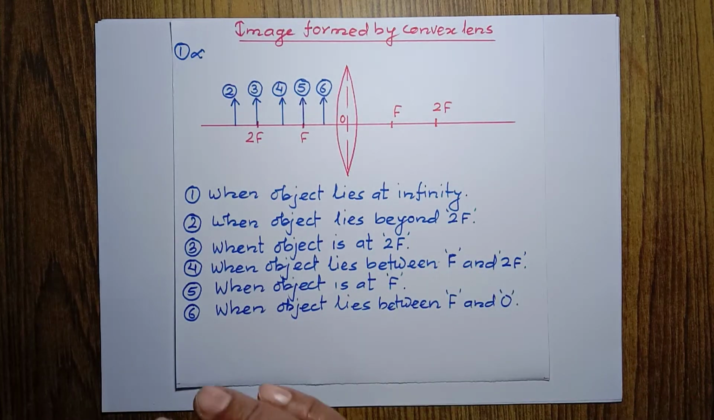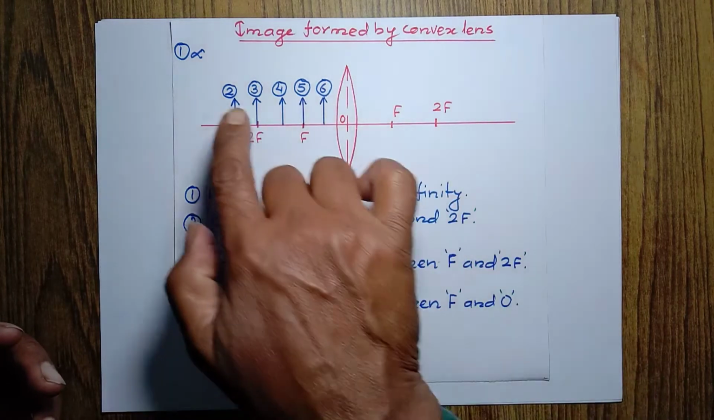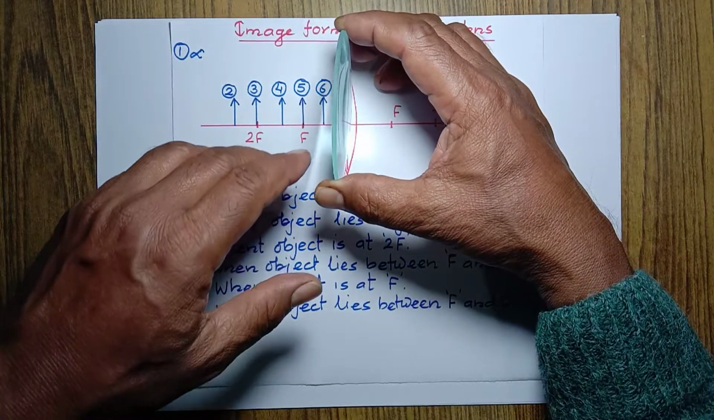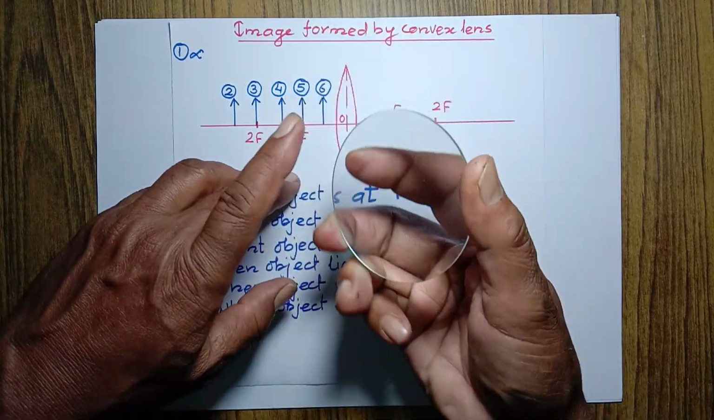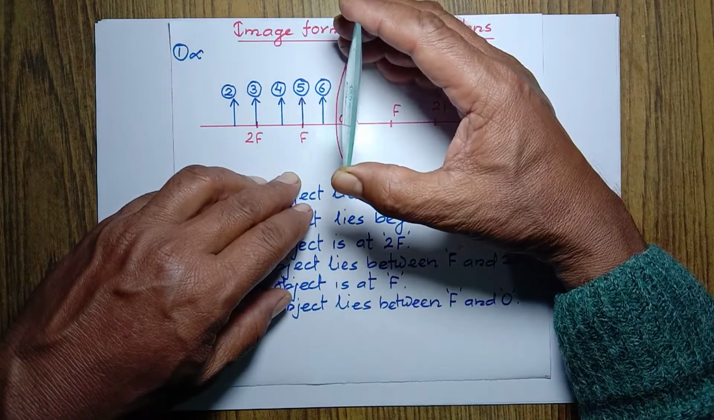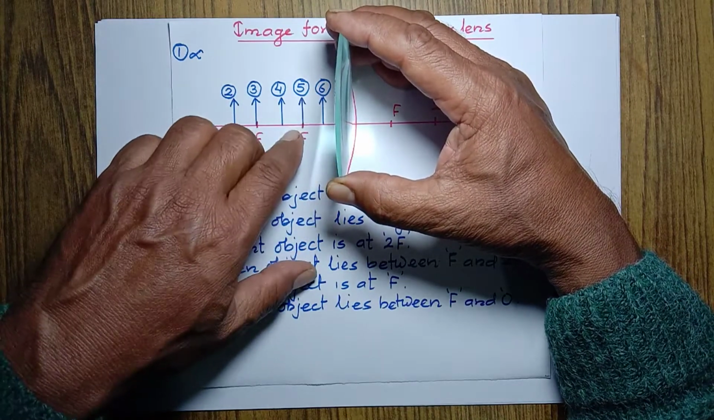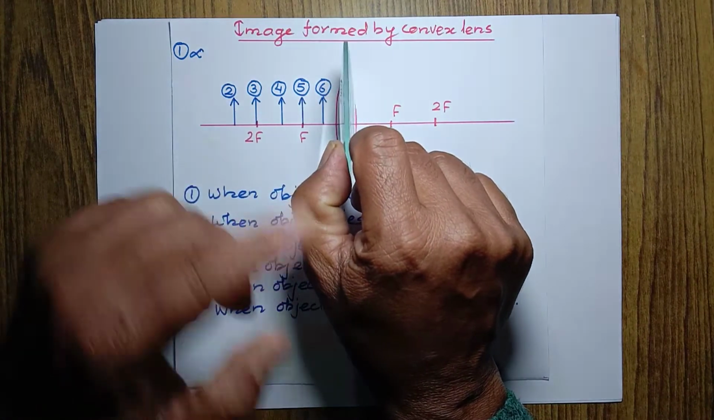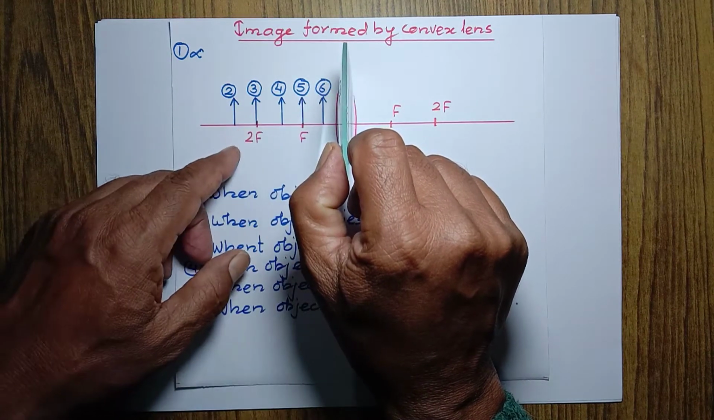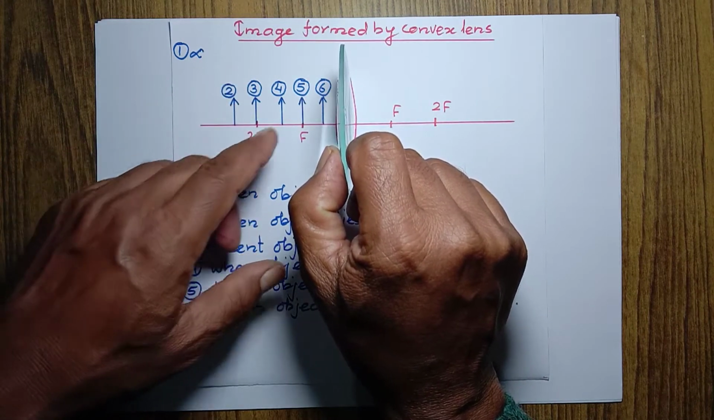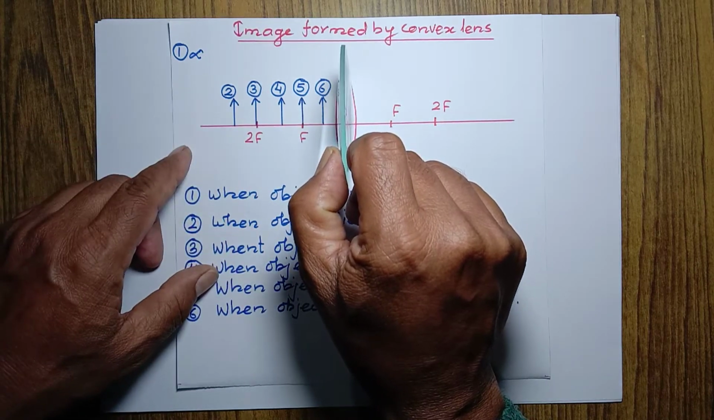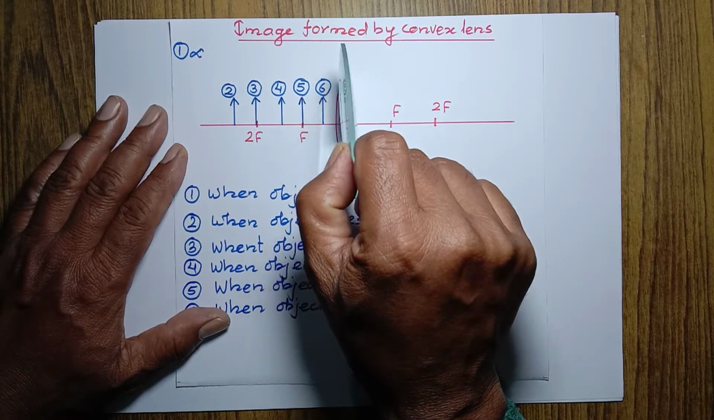Today we are going to draw the ray diagram for the image formed by a convex lens. Look at this. This is a convex lens, which is thicker in the middle and thinner at the edge. When an object is placed in front of it, it forms its image. It forms different types of images in different places, with a different nature of image, according to the distance of the object from the lens.